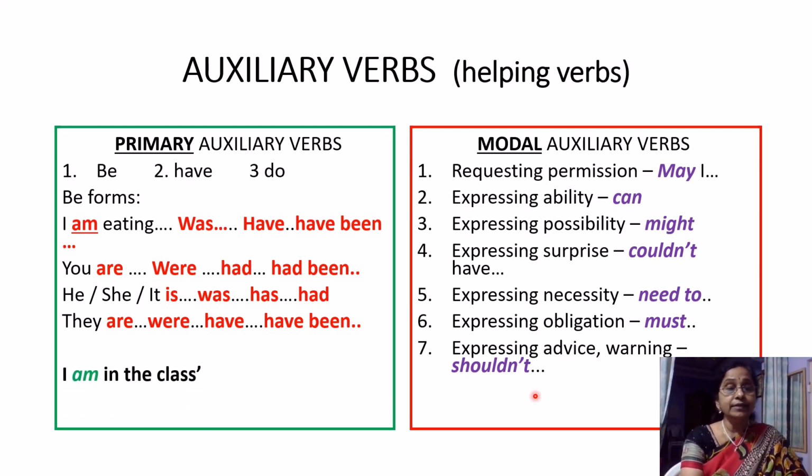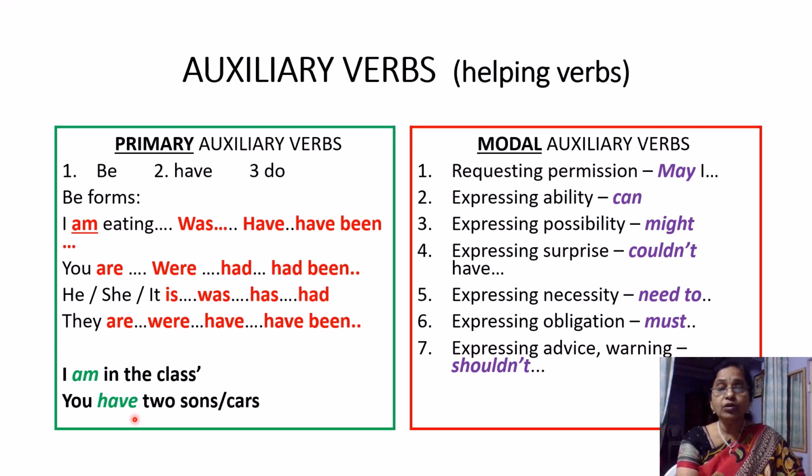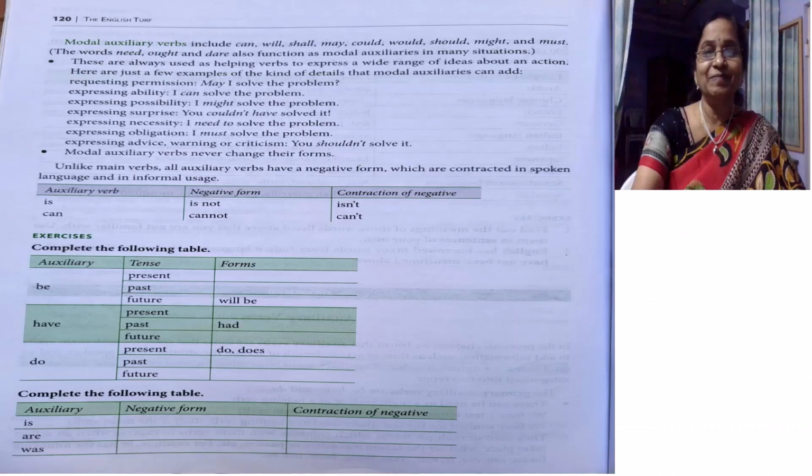Okay, and sometimes these auxiliary verbs can be used as the main verbs, for example, I am in the class. So there is no other main verb, only the be form. Am is there. It is not a helping verb here, it is the main verb. Then you have two sons or you have two cars. So this is a possession. So this is also a main verb. Here it is not working as an auxiliary verb. So sometimes these be forms, have forms and do forms, they work as the main verbs. Hope you're making sense out of it.